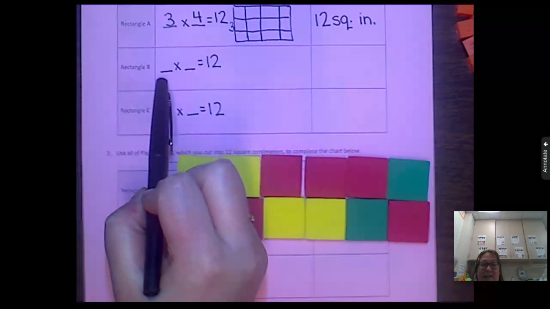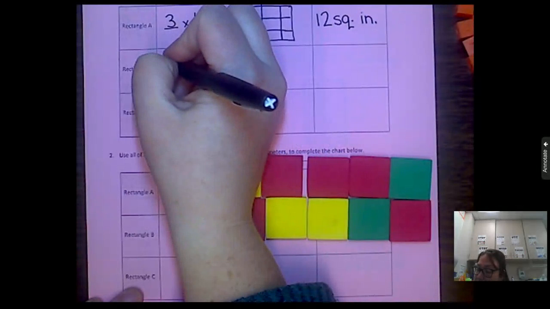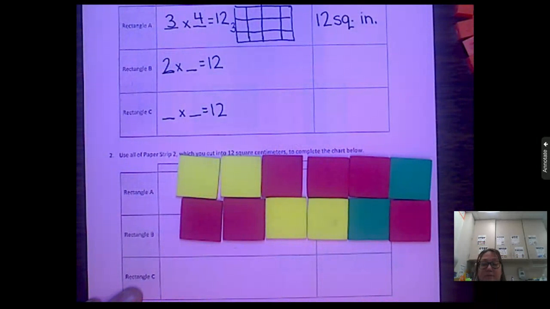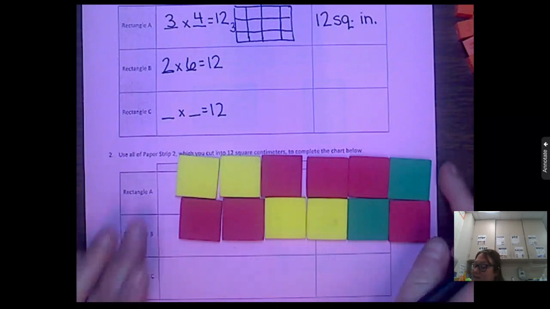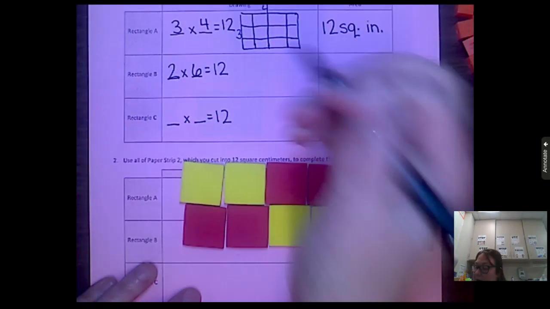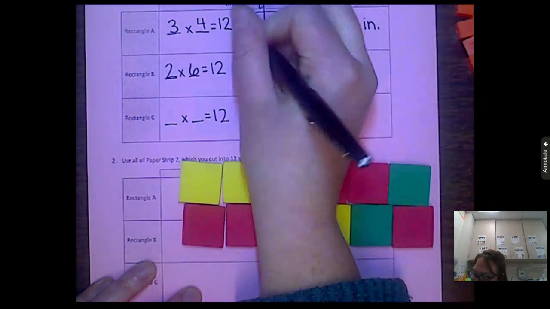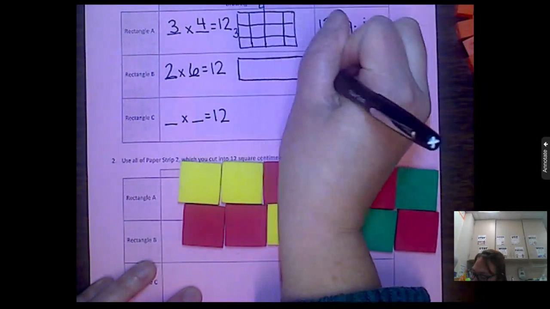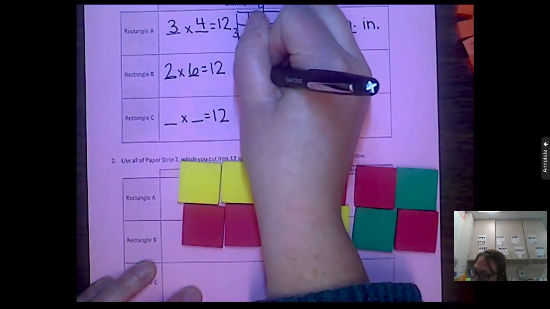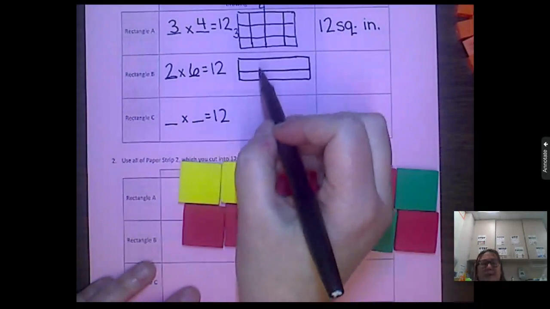So if I'm going to fill in my number sentence here, how many rows do I have in this picture? I have 2 rows. And how many in each row? 6. So 2 times 6 equals 12. And I want to draw that picture. So I'm going to make it a little skinnier than this one. There's only 2 rows. I'm going to put 1 line down the middle because there's 2 rows. And I want 6 in each row.